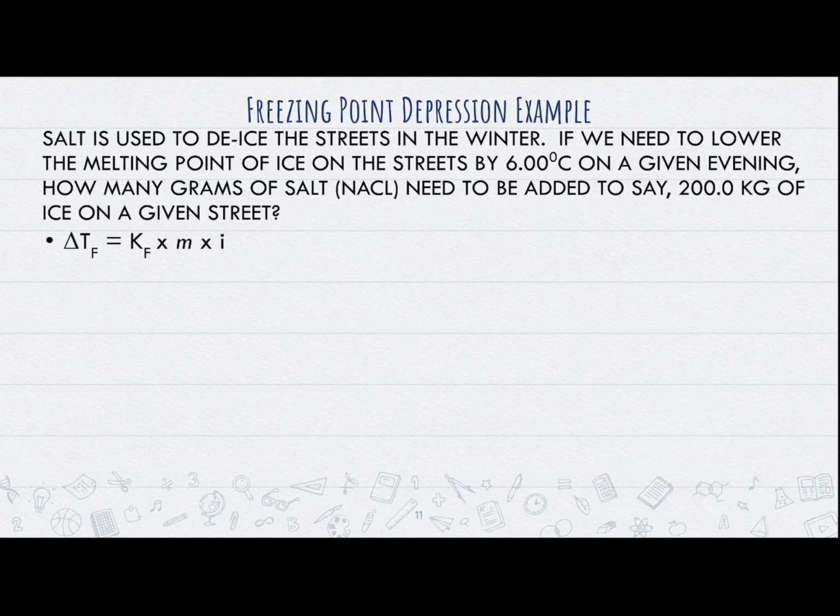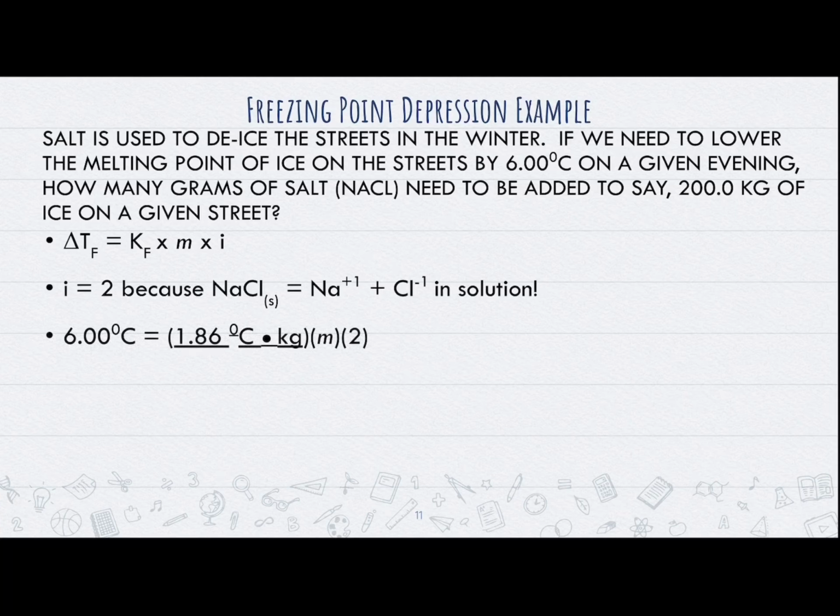Kf, I can look back on my chart for water and figure out what Kf is. We're looking at NaCl, so we need to figure out how many ions NaCl will make for i. And then m is molality, which we'll need to solve for. i is going to be 2 because sodium and chlorine will split apart into their ions, so I have 2 ions. So I can plug it in and it looks like this. The 1.86 comes from that chart that I asked you to screenshot, and that's just the Kf constant for water.